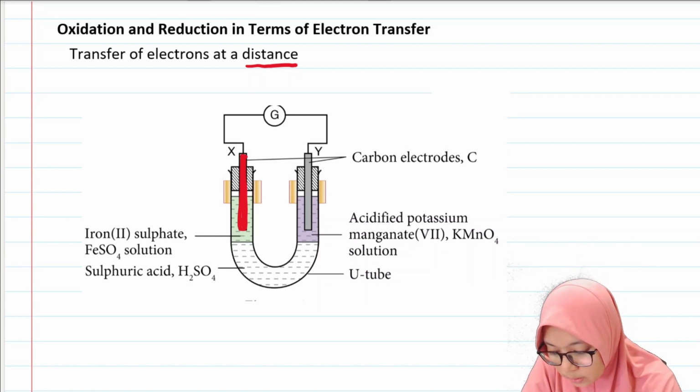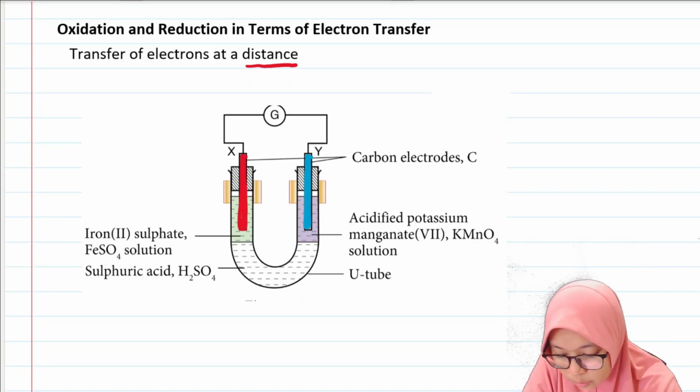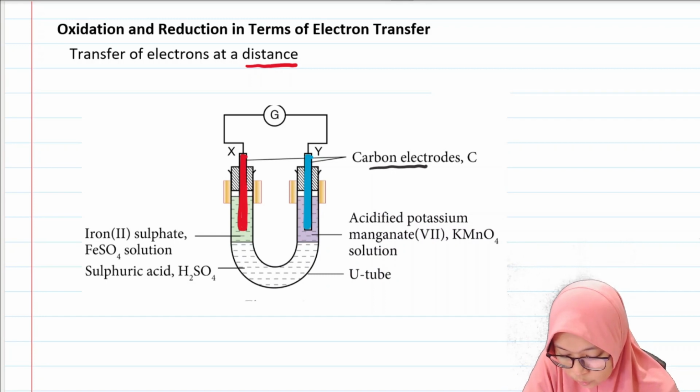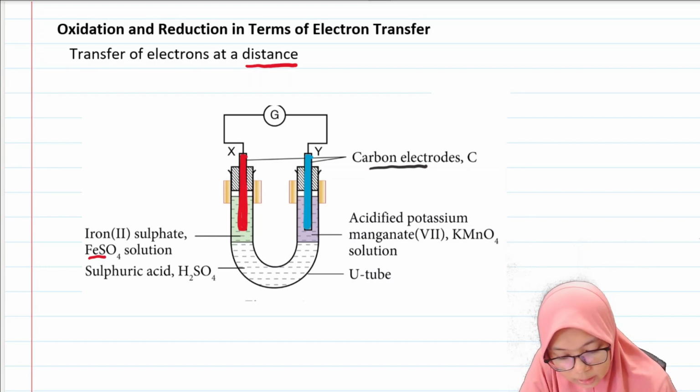And then you have another electrode which I colored with the blue colored pen. So this is the Y electrode. You have two electrodes there, and both are made from carbon. Okay, and then you have two solutions. The first one is iron 2 sulfate solution. The second one is acidified potassium manganate solution.